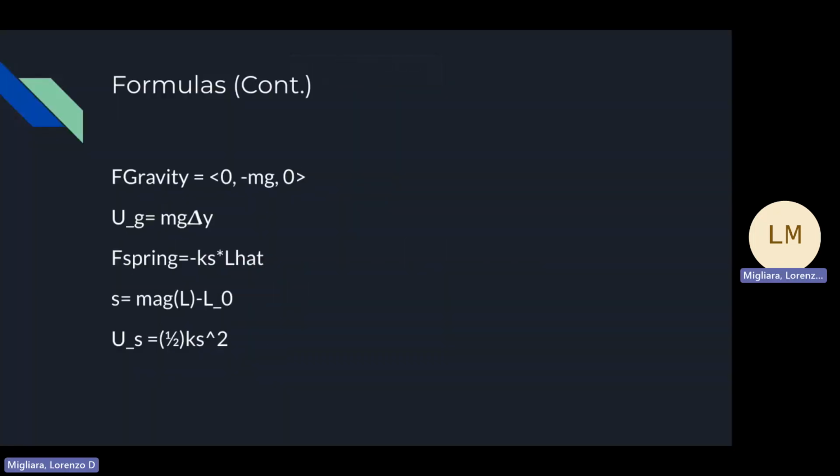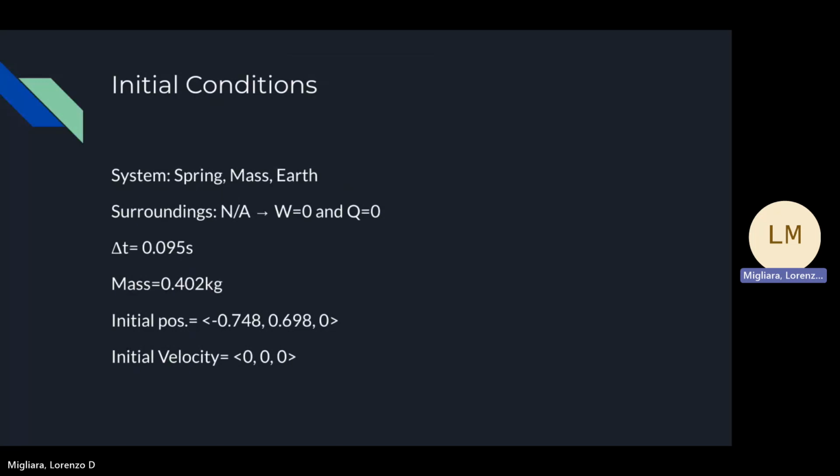Very good. So our initial conditions include the system being the mass at the end of the spring and the Earth. The surroundings are negligible, therefore the work done by the environment is zero, and the heat transfer by the environment is also zero. That's your W and Q. Your time step was 1/10.5 seconds, which is 0.95 seconds. The mass is 0.4202 kilograms. Your initial position is marked here, that's just from the tracker. Initial velocity, of course, is zero.